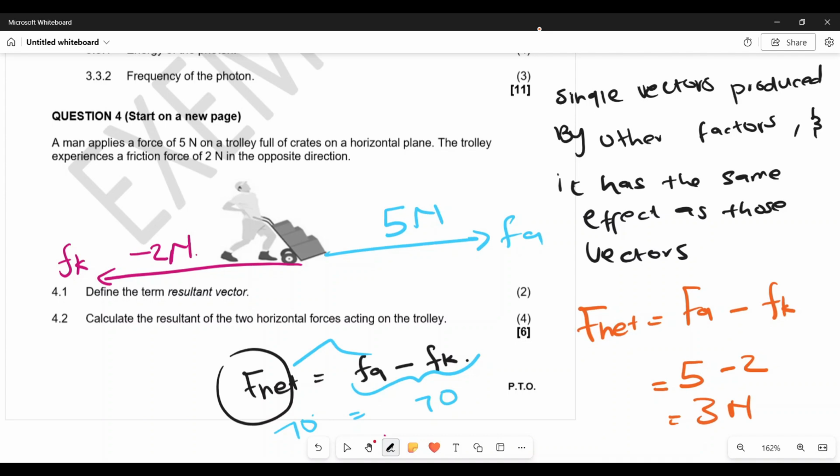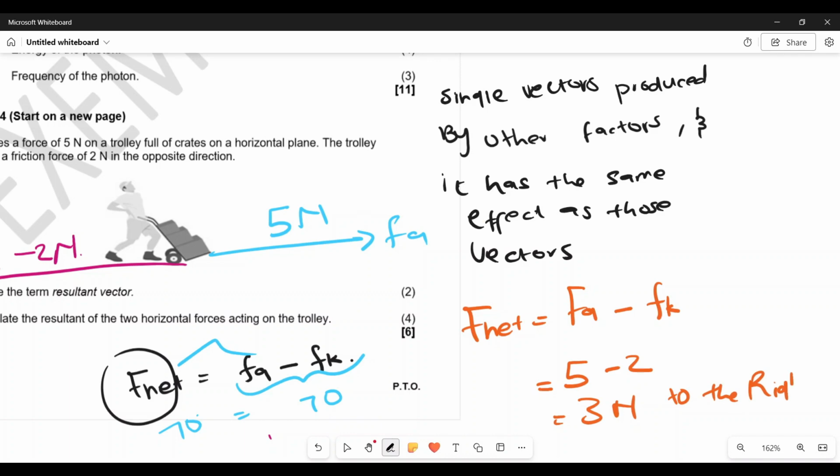In this case, I can say to the right. Let's say this person is going to the right, I can say to the right because I found a positive value. Or you could say in the direction of motion. If you found a negative value, you would have said 3 newtons to the left, or 3 newtons opposite to the direction of motion, right?